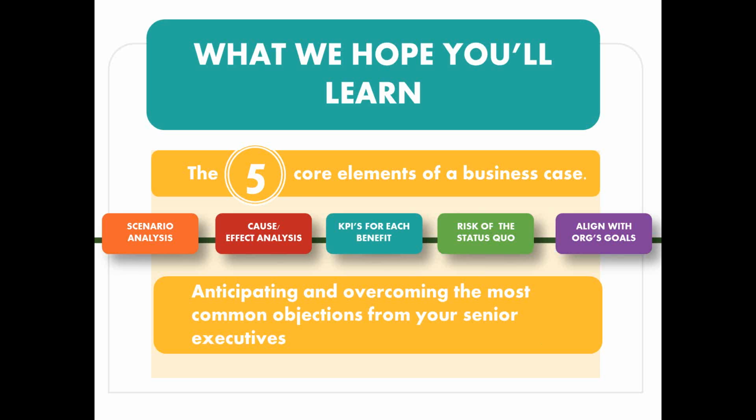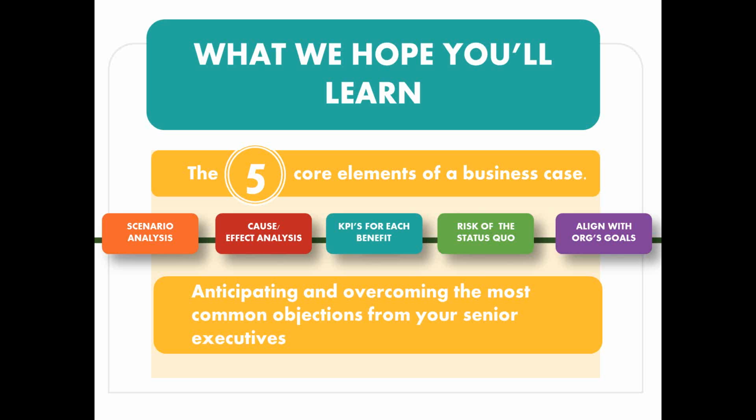We want to talk to you about the 5 core elements of a business case. We've also added an element to today's session. We're going to show you what a business case physically looks like when you present one to senior management, so you have an idea of exactly how it looks. But when you're building your business case, these are the 5 pieces that you have to put in it. And then we're going to talk about anticipating and overcoming the most common objections from your senior executives, because your business case has to anticipate those things and be prepared for them.